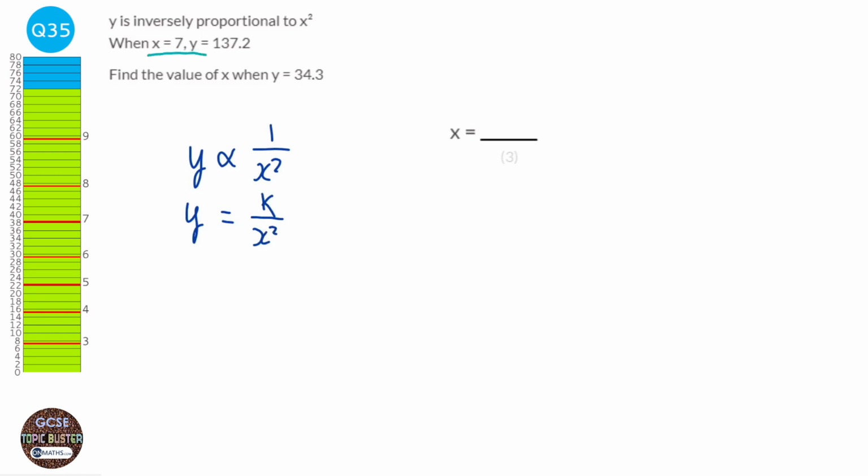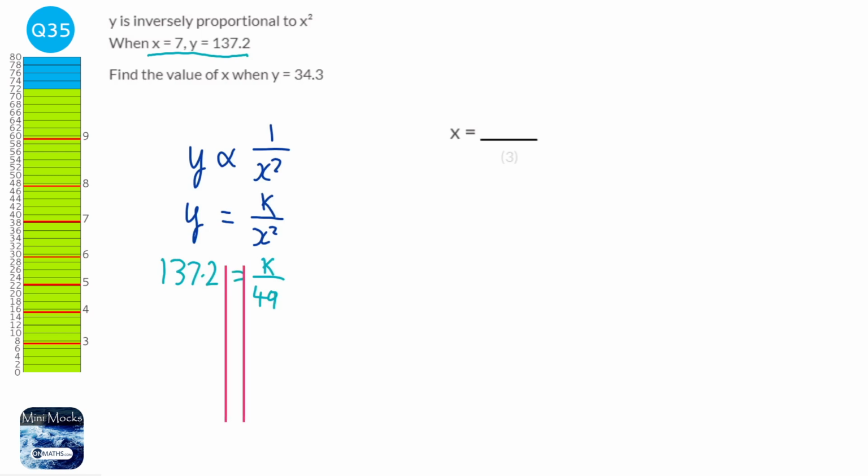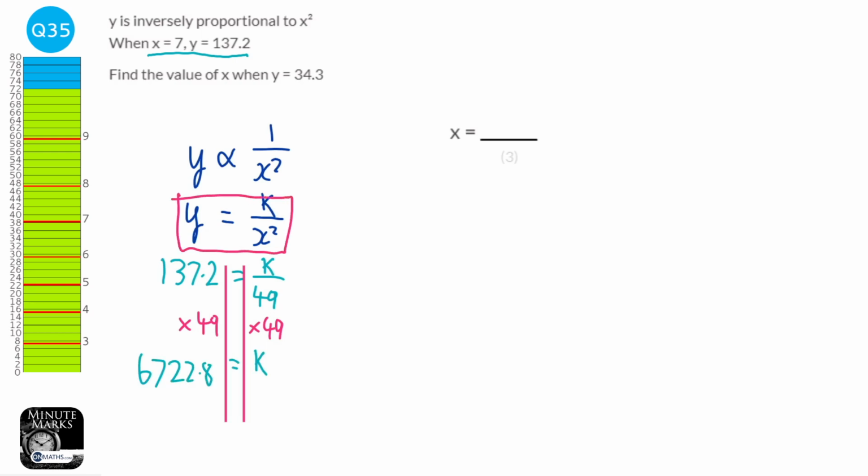Next step, we're going to put in x equals 7 and y equals 137.2 to find out what k is. So 137.2 equals k over 7 squared. Well, we know 7 squared is just 49. I'm going to solve that by timesing both sides by 49. And when we do that, we find that k is equal to 6,722.8. Going to get that equation we wrote earlier, and we're just going to rewrite it, but we know what k is now. We know it's 6722.8.